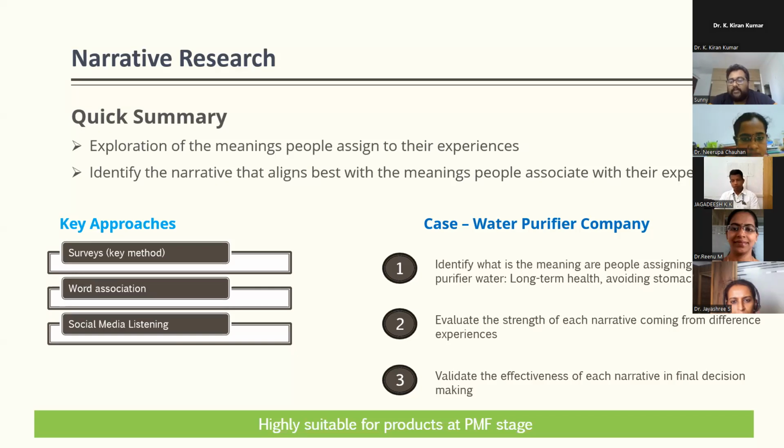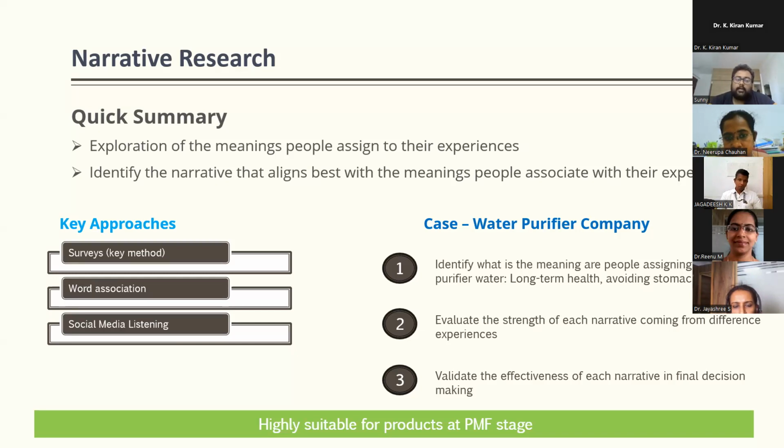Do evaluate if each narrative is good enough for your own campaign. For example, certain narratives you might want to avoid because they don't help your brand perform well in the market in the long term. So you generally avoid such narratives and evaluate the effectiveness of the narratives that you shortlist, and take a stand that this is going to be the narrative of the product.